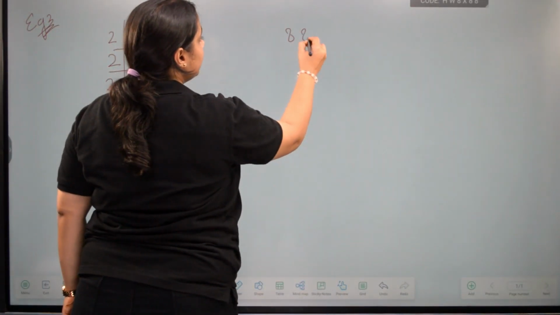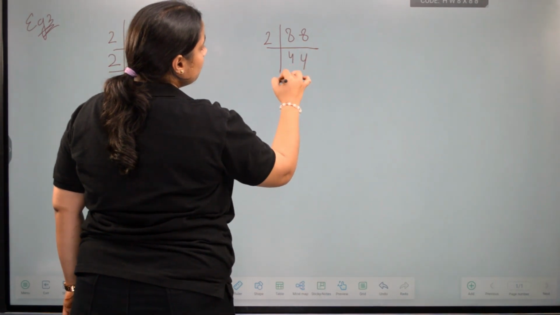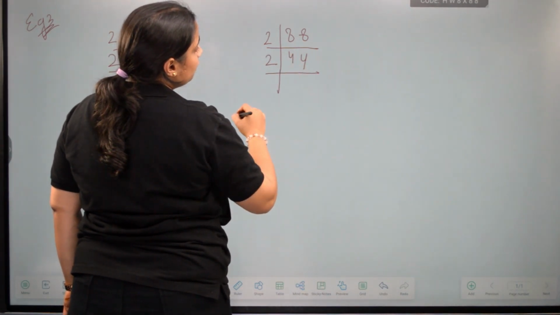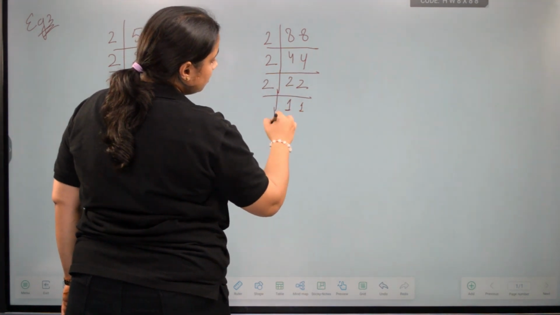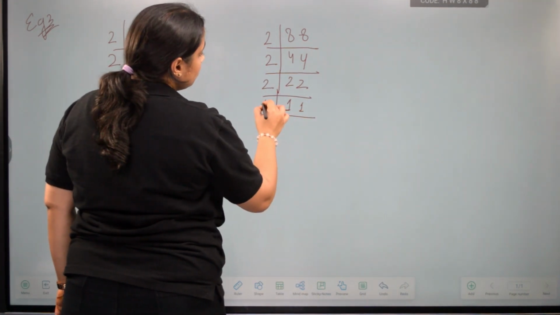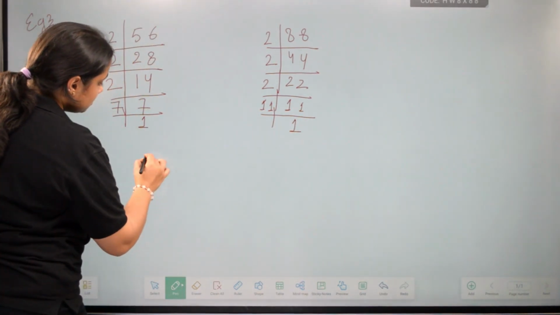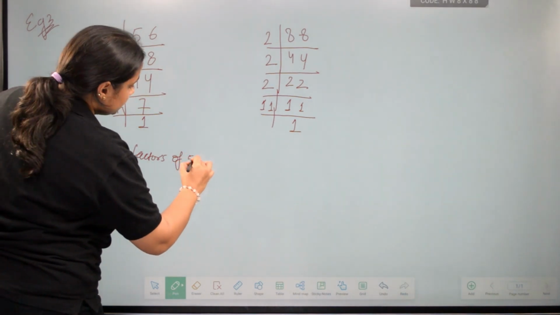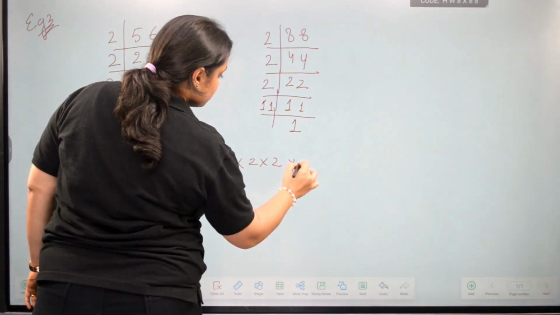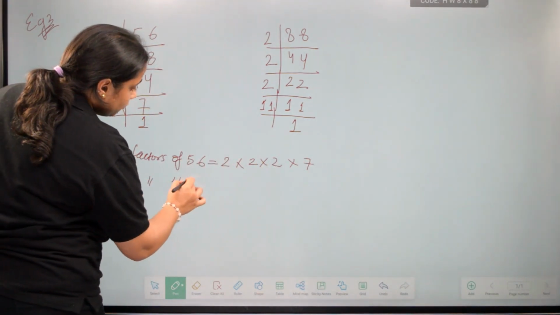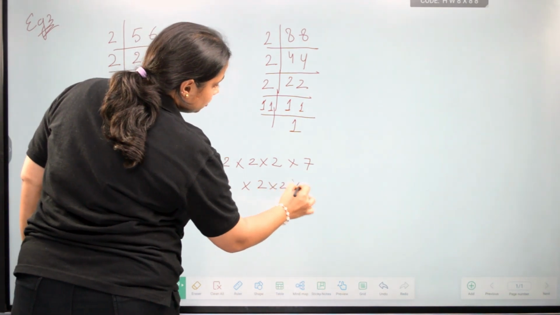Now let's take 88. It is an even number. Let's divide it by 2. We'll get 44. Now divide 44 by 2. We'll get 22. And again by 2 we'll get 11. 11 is a prime number, so we'll divide 11 by 11 itself. So we'll get 1. So the factors of 56 are 2 into 2 into 2 into 7, and the factors of 88 are 2 into 2 into 2 into 11.